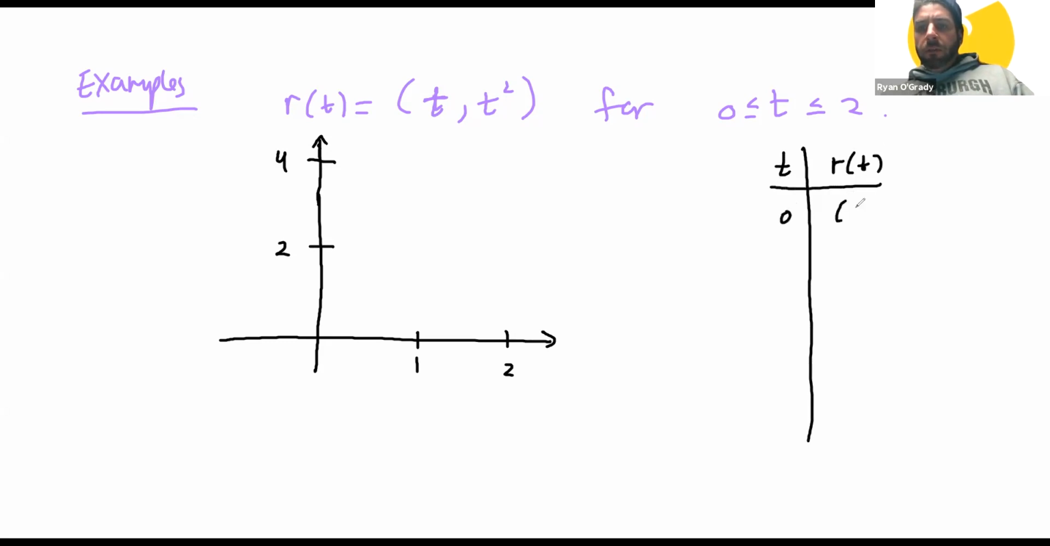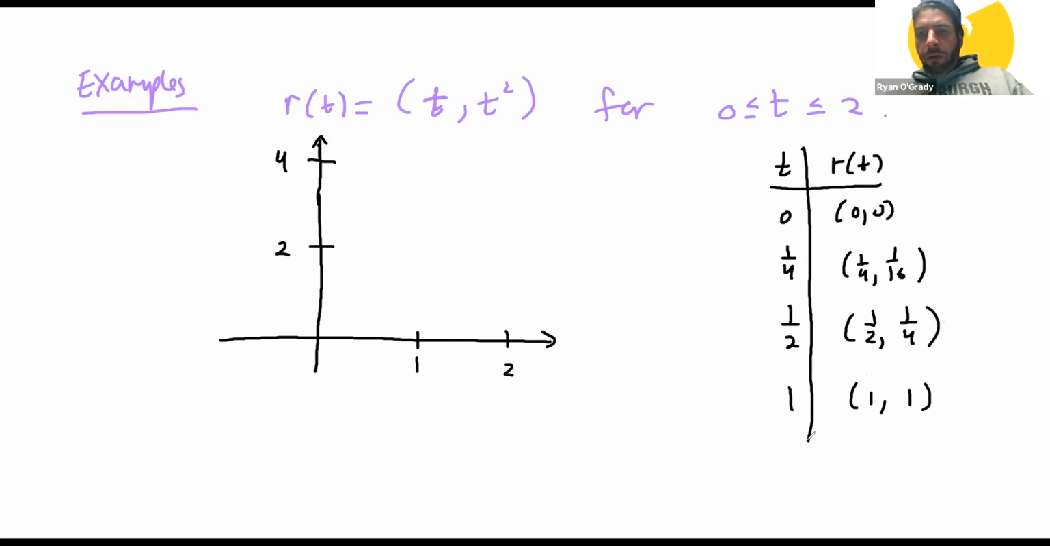When t is 0, we get 0, 0. When t is, say, 1/4, we get 1/4, 1/16. When t is 1/2, we get 1/2, 1/4. When t is 1, you get 1, 1. And then, of course, when t is 2, you get 2, 4. And so the way to think about this is, as t goes from 0 to 2, you imagine that we are tracing out this curve.